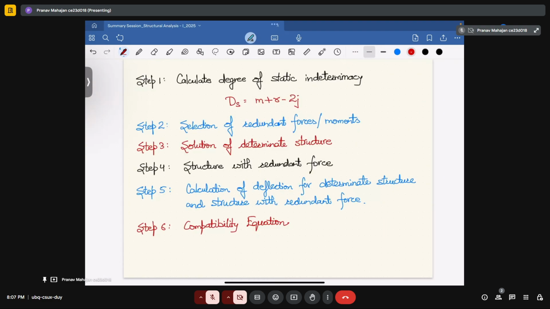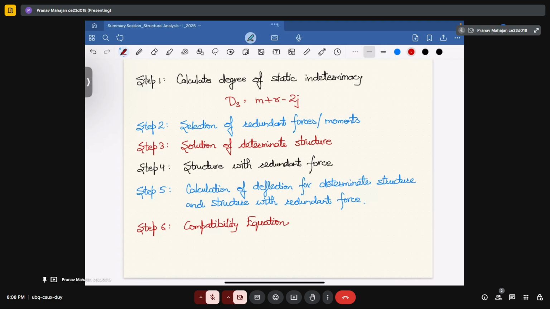Now, what is the procedure to solve for the truss? First, determine the degree of static indeterminacy. For a truss, how will we determine the static indeterminacy? It will be equal to m plus r minus 2j. Whatever the value of static indeterminacy you come to know, you will remove that exact number of redundant forces or moments from the structure. After removing all the redundant forces, you will determine the solution of the determinate structure under the given load.